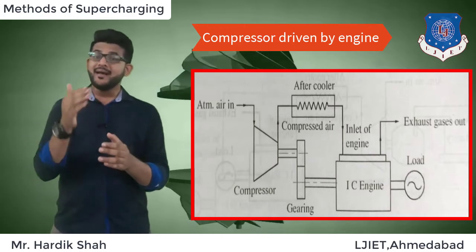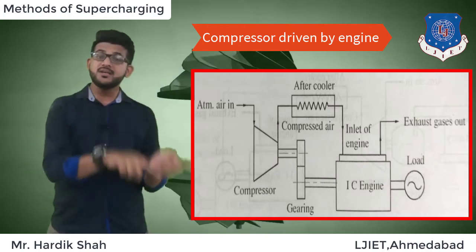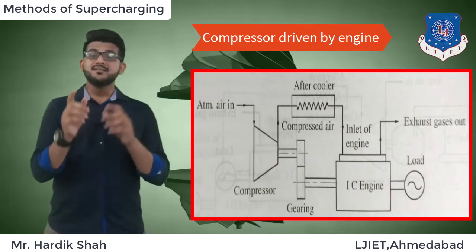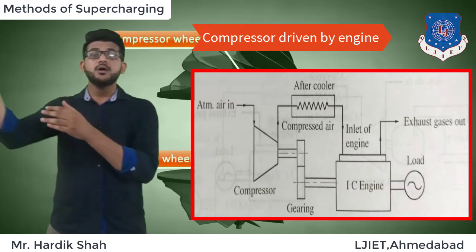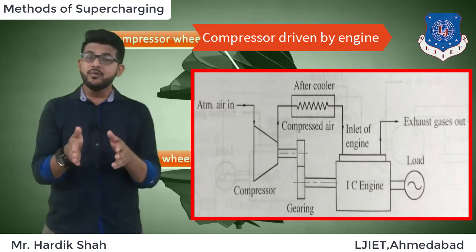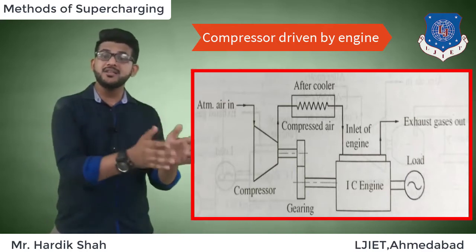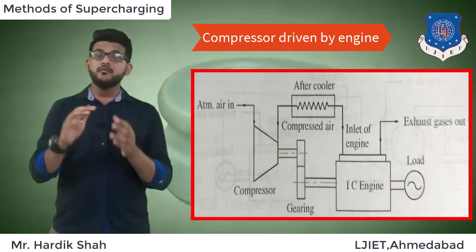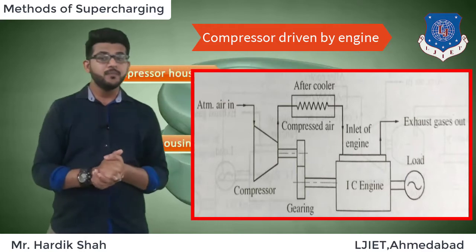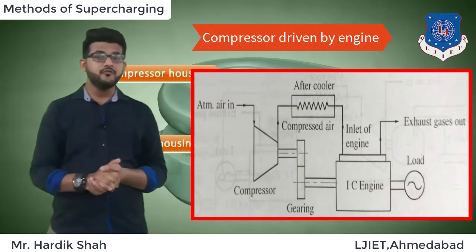The net output increases due to the supercharging, and it is obtained by subtracting the compressor power from the gross output. The air cooler is used after the compressor to reduce the temperature of the air, so that the density of the air is further increased. So that was the first method.